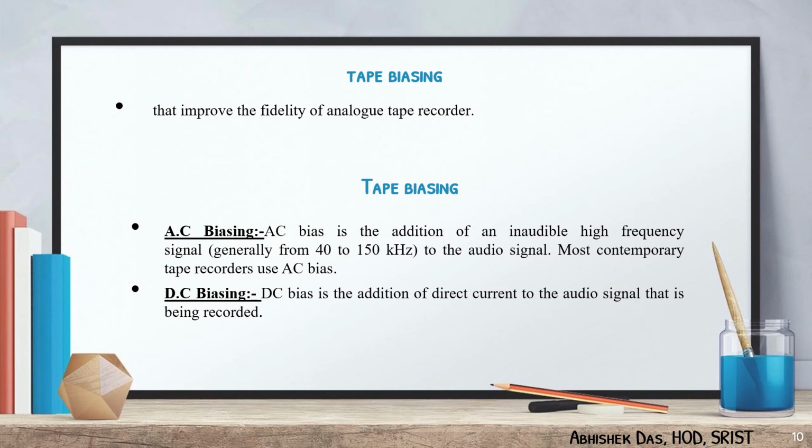Now, what is tape biasing? Tape biasing is the improvement of fidelity of the tape recorder. There are two kinds of tape biasing. One is AC biasing and the other is DC biasing. The AC bias is the addition of an inaudible, high frequency signal to the audio signal. And the DC bias is the addition of direct current to the audio signal that is being recorded.